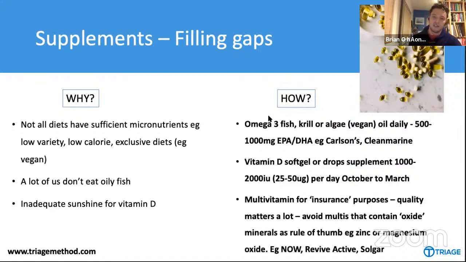And then potentially using a multivitamin for, quote unquote, insurance purposes. If your diet quality leaves a lot to be desired, you probably would be better using a multivitamin as well. It's not a good substitute for a high quality diet, but you'll be better off using it than not. The quality of multivitamins matters a lot. I'm not too keen on the supermarket varieties because they tend to use lower quality ingredients and they're not that well dosed.